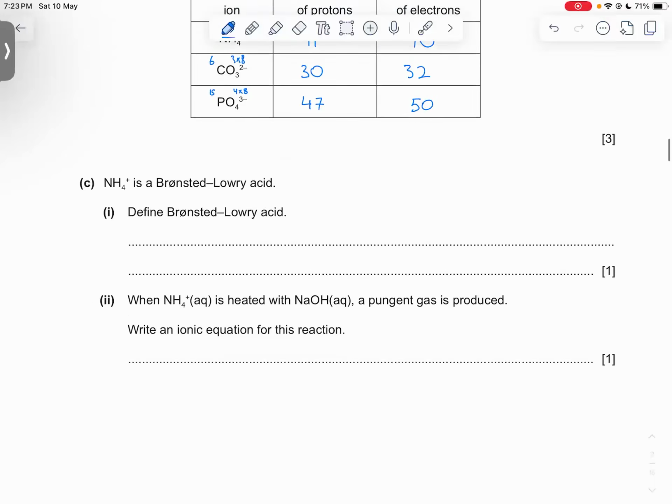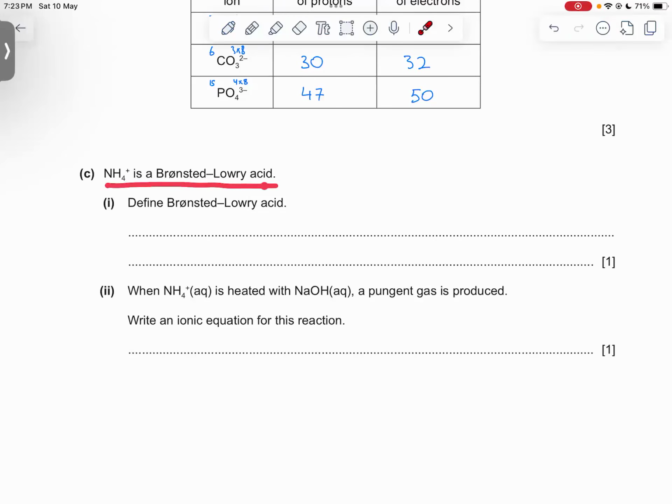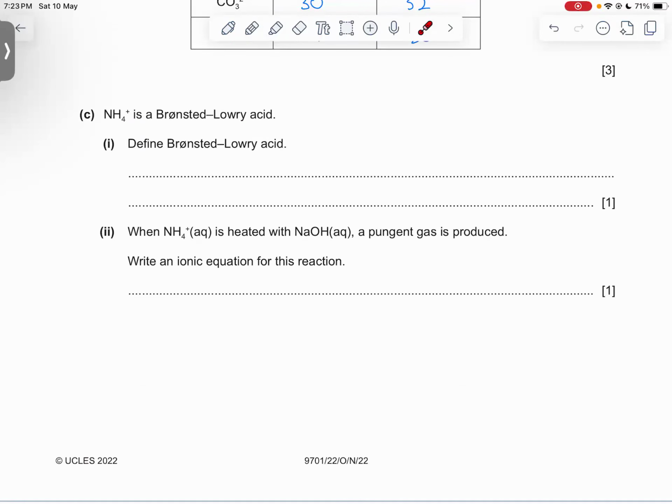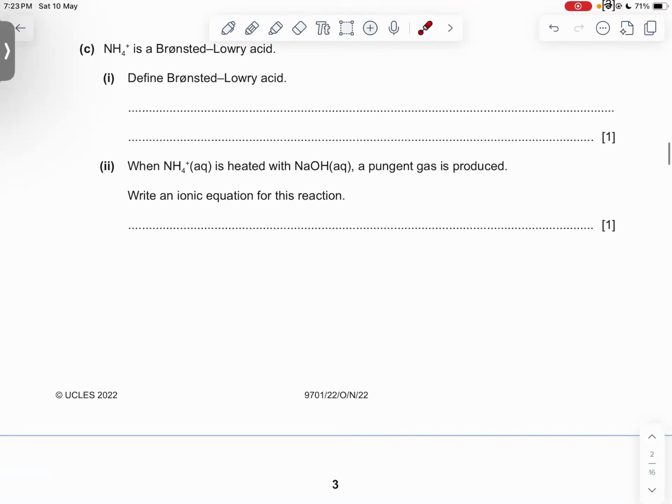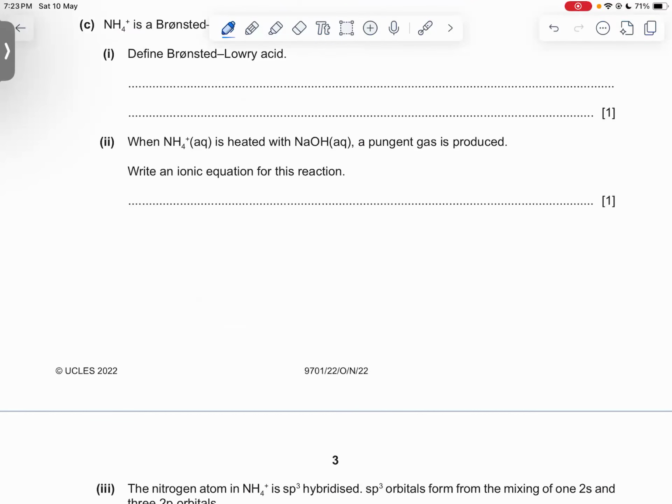Okay, NH4 plus is a Bronsted-Lowry acid. Define Bronsted-Lowry acid. All right, what are Bronsted-Lowry acids? So how could you define Bronsted-Lowry acids? A Bronsted-Lowry acid would be an acid that is a proton donor, because for Bronsted-Lowry, you have to use the word proton donor or proton acceptor. That is the basic thing. Acids are proton donors and bases are proton acceptors, right?